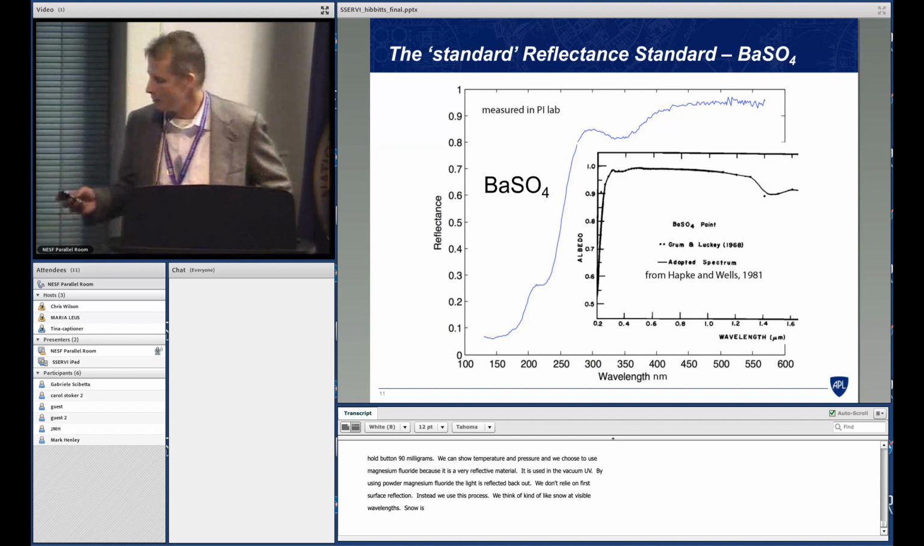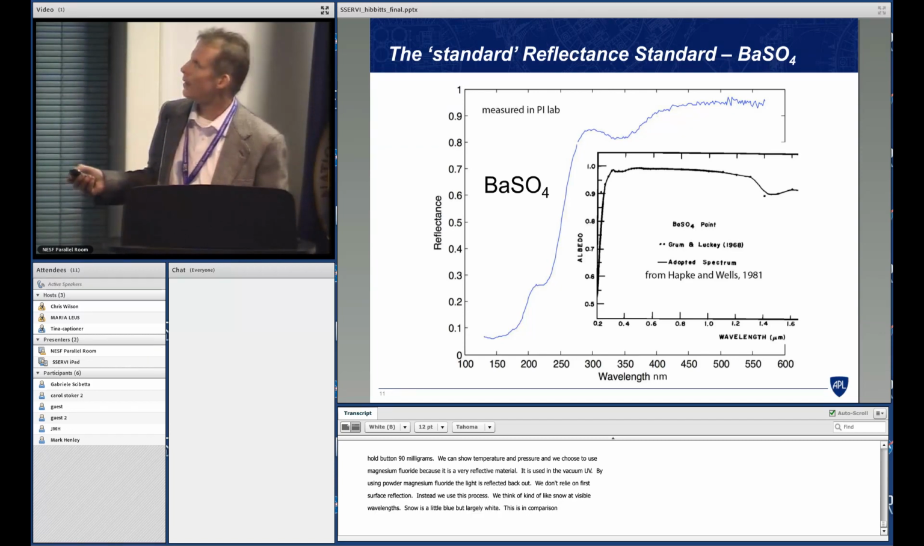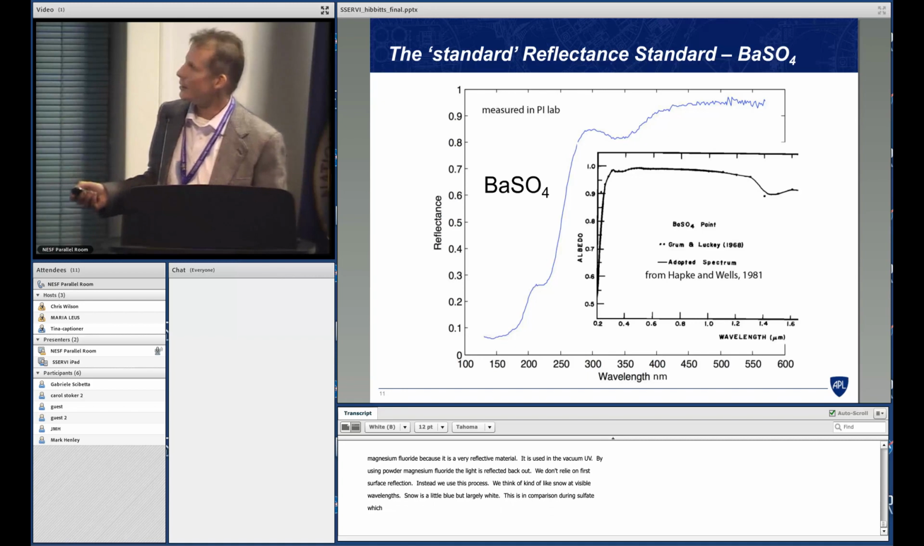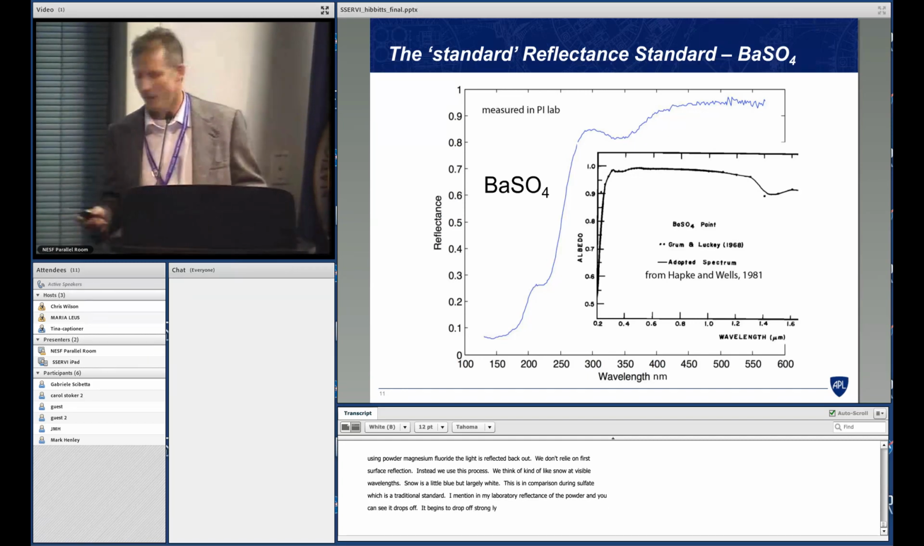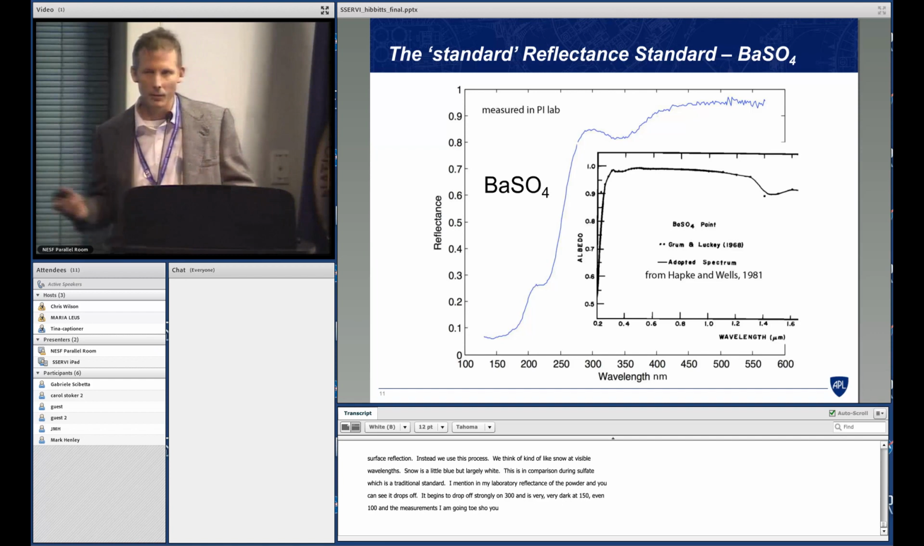This is in comparison to barium sulfate, which is a traditional standard. This is measured in my laboratory. Reflectance of the powder, and you can see it begins to drop off strongly around 300, and it's very, very dark at 150, even 100. And the measurements I'm going to show you go down to these wavelengths. Now, this isn't absolutely terrible. If you can actually characterize reflectance, this can be used as a standard, if you know that's what it is.